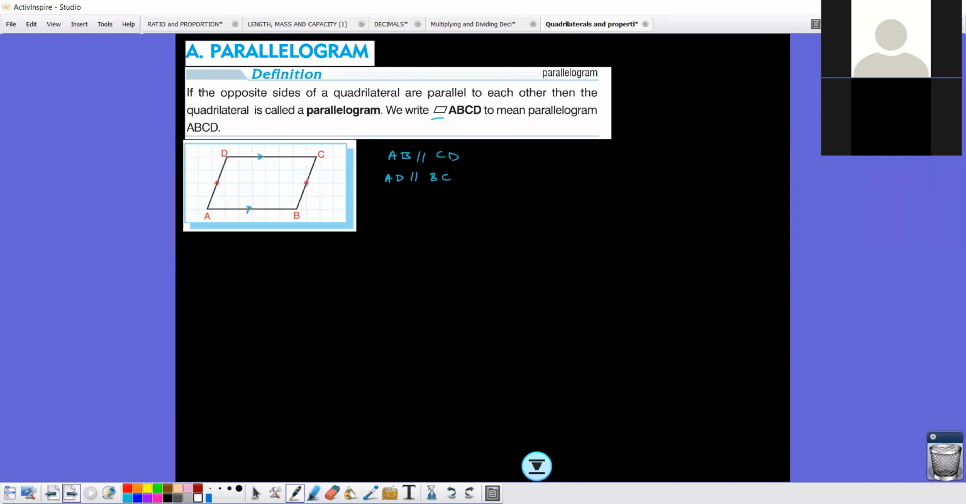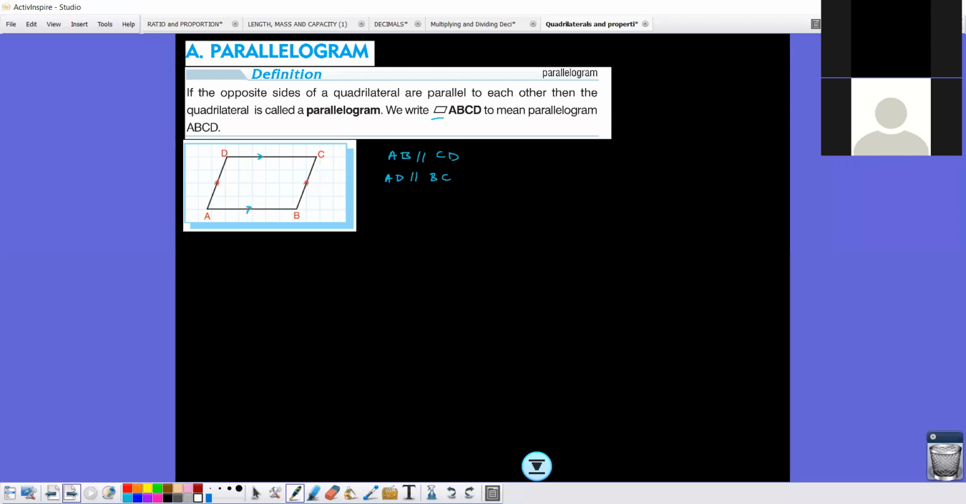Okay. Now we have types of quadrilaterals. The first one that we'll study will be the parallelogram. And what is a parallelogram? From the name of it, you can understand: if the opposite sides of a quadrilateral are parallel to each other, then the quadrilateral is called a parallelogram. And this is the symbol of a parallelogram, a small parallelogram before it when you are writing. This means that ABCD is a parallelogram, when you have this in front of it.